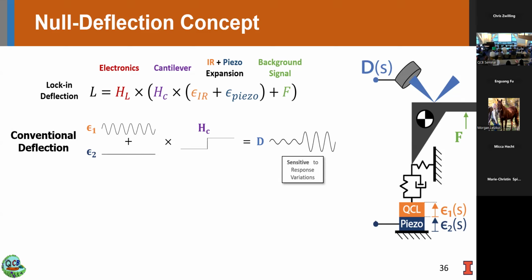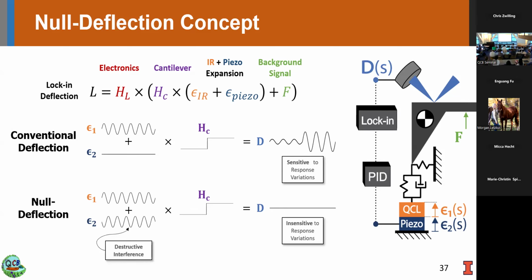In this example, a step change in the cantilever's response that originates from unknown mechanical changes in the system produces a comparable step change in the output deflection. This results in a measurement that's highly sensitive to any response variations, which can occur as a result of mechanical coupling in the sample. So this technique is almost linearly proportional to any mechanical effects seen.